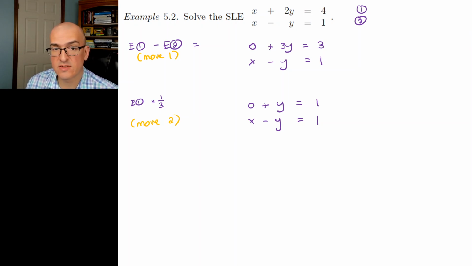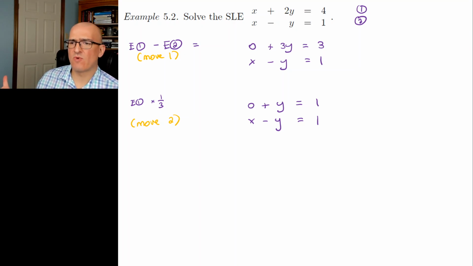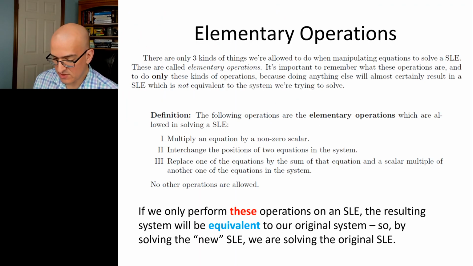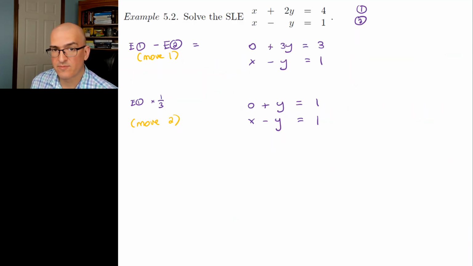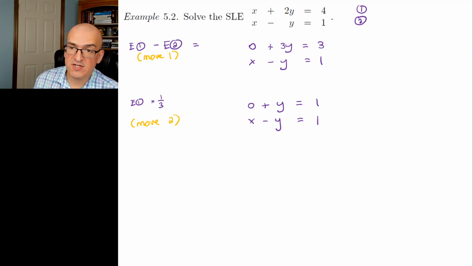All right, next step. We know what y is. And you're thinking, okay, so y is 1, x minus y is equal to 1, so I know what x is. Like I just substituted it in, but I'm not going to do that. I'm only going to use the operations that we're allowed to use. So that's going to be replacing one equation with the sum of that equation and a scalar multiple of another one. You can do subtraction if you want. It won't get you any closer to the answer. It's better now to use addition.